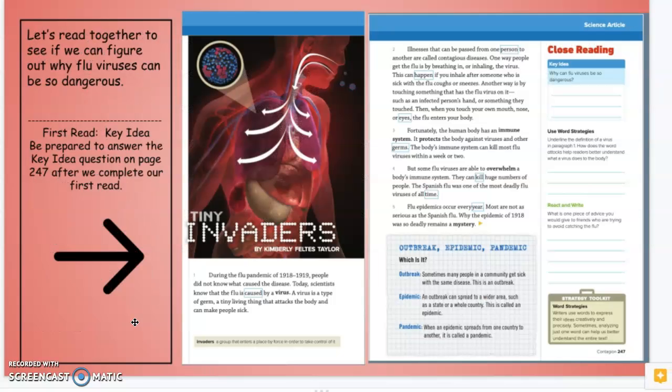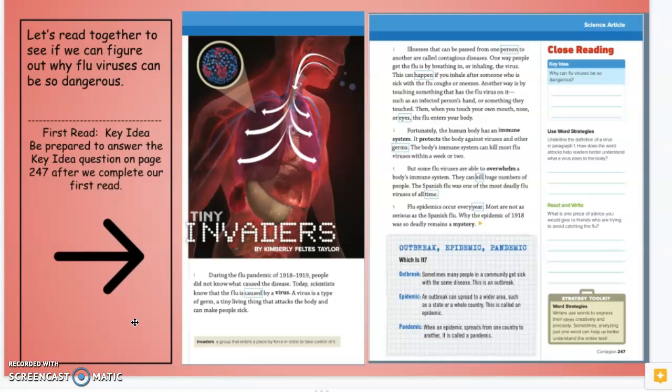All right, so we are going to read together to see if we can figure out why flu viruses can be so dangerous. Now, with our first read, before we jump in, I want you to go to the top of page 247, and we're going to preview the key idea, because when we get done reading this part of the article, I want you to be able to answer the key idea question: why can the flu viruses be so dangerous?